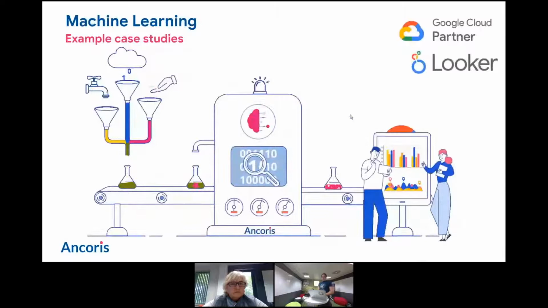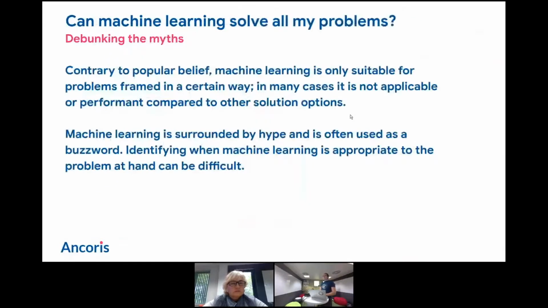All right, so now we're going to move on to some case studies. And before we do that, I think it's worth debunking some of these myths around machine learning. And we get asked this a lot. So some people think that machine learning and AI is a silver bullet or a magic wand, and will solve all your problems for you. That's far from the truth.